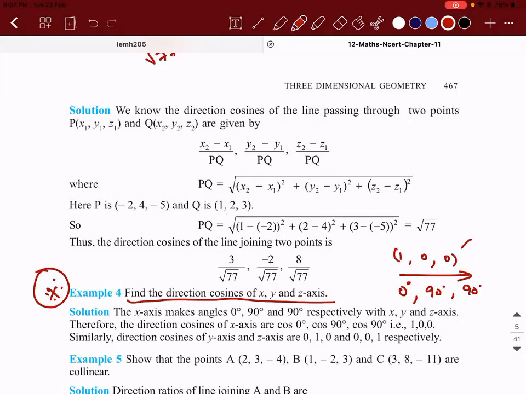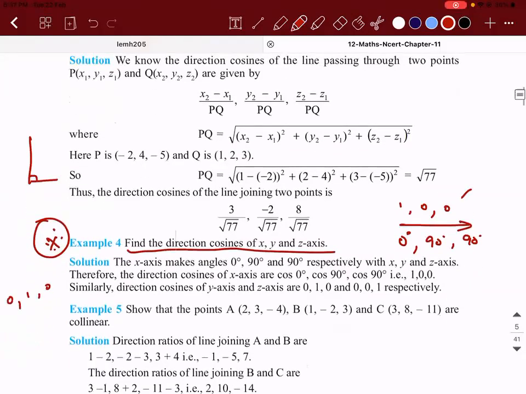The direction cosines of y-axis will be, don't put them in a bracket, okay? If you put them in a bracket, it becomes the location, the coordinates of that particular point. Similarly, y-axis with respect to x-axis is at 90, with respect to y-axis it is 0. That is alpha is 90, beta is 0, and gamma is 90. So 0, 1, 0. Similarly, for z-axis, it is 0, 0, 1.